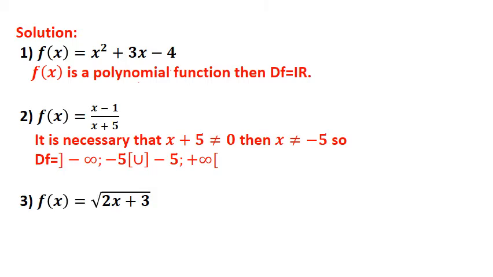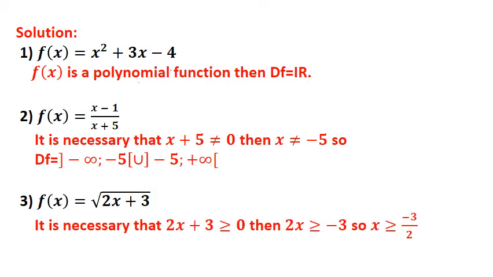Part 3. f(x) = radical of 2x + 3. It's necessary that 2x + 3 is greater than or equal to 0, then 2x is greater than or equal to -3, and so x is greater than or equal to -3/2. Then its domain of definition is from -3/2, closed, to plus infinity.